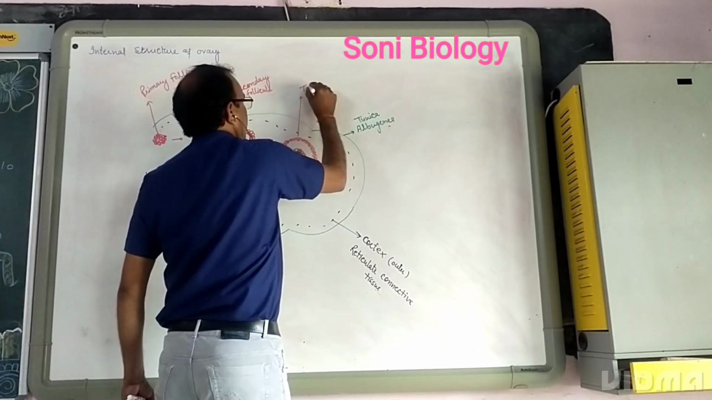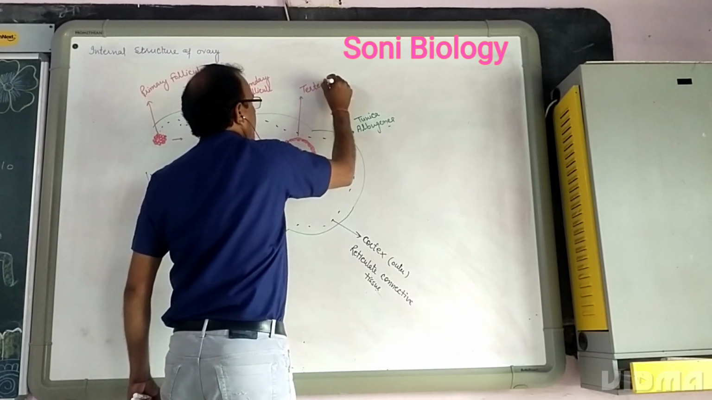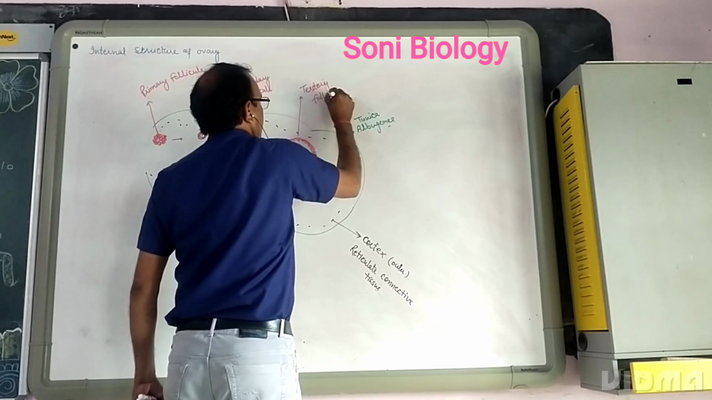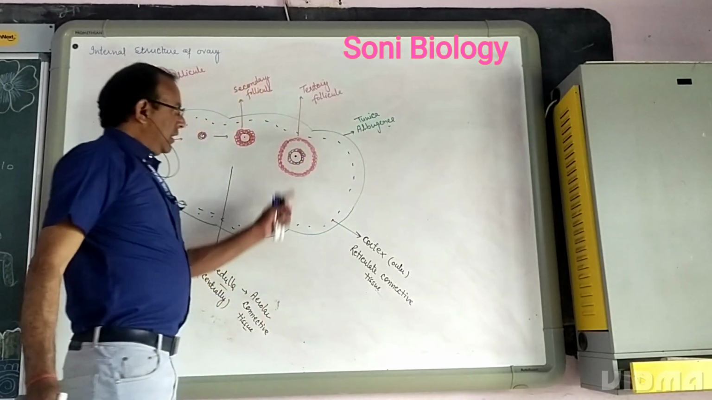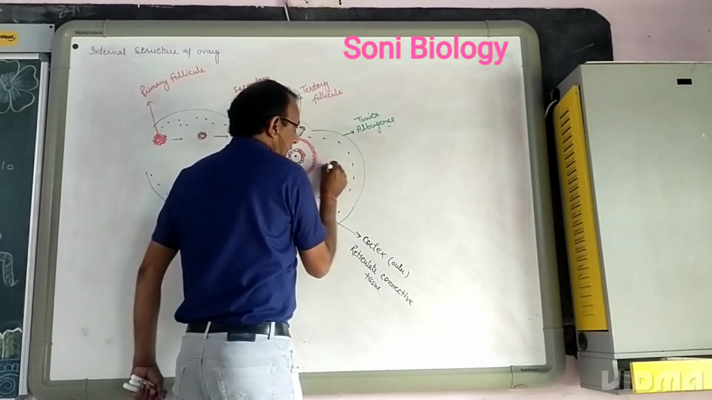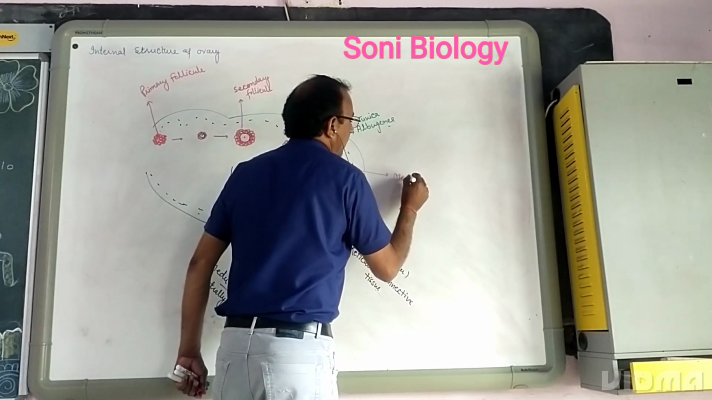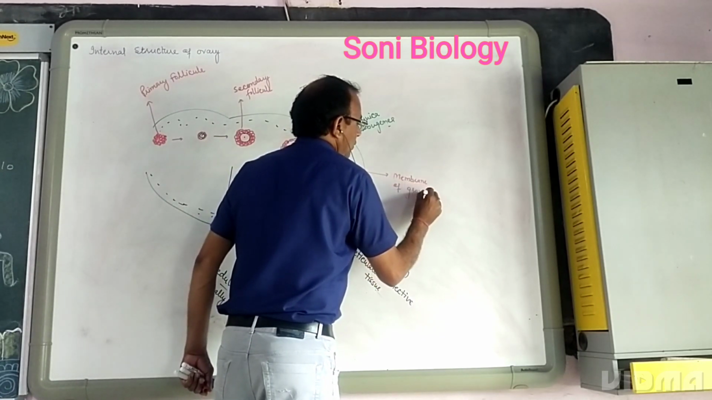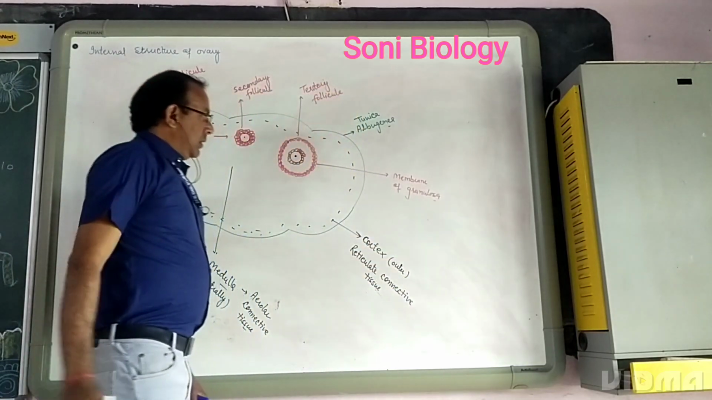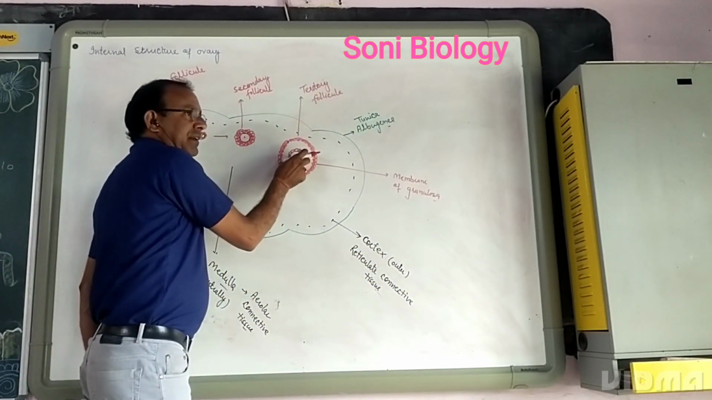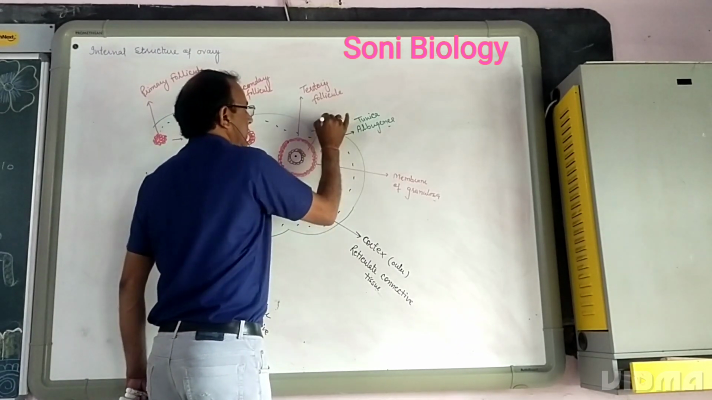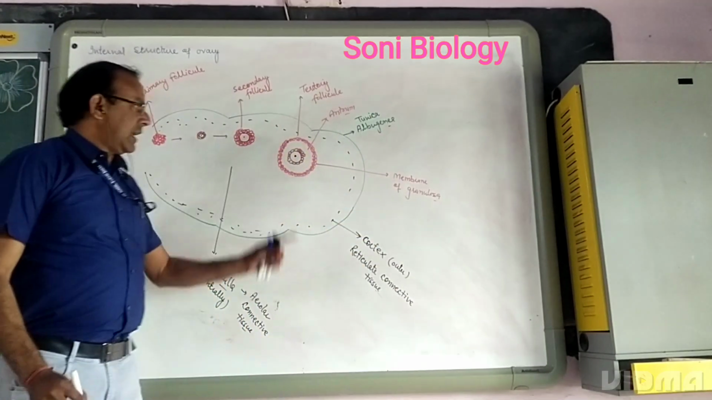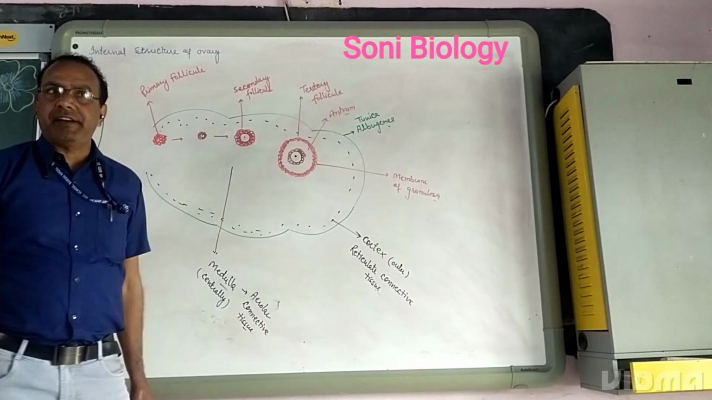Now the tertiary follicle forms many layers, and the outer layer is called the membrane granulosa. It forms a cavity, and this cavity is called the antrum.